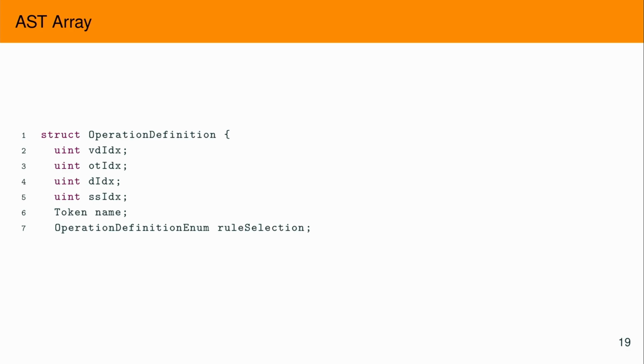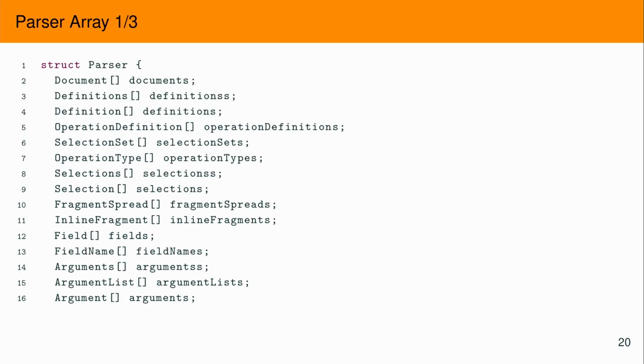So instead of having pointers to your nodes, you have uint indices. And then in the parser itself, you have a couple of arrays for each of the rule types that you have.